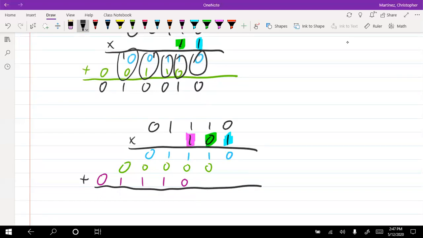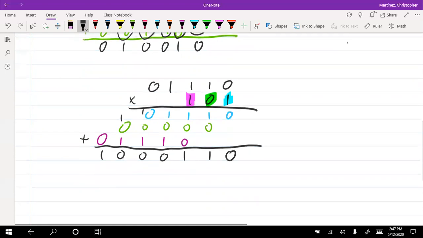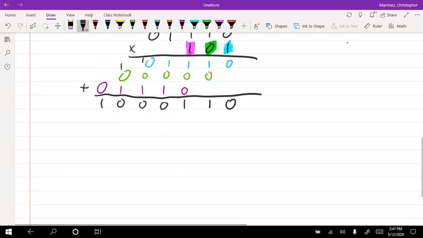Now when you add 0 plus 0 and 0, 0. 1, 0 is 1. 1 plus 0 plus 0 is 1. 1 plus 1, that's 2. 1 plus 1, that's 2. 1 plus 1, that's 2. All right, so we can see how it is that we add.